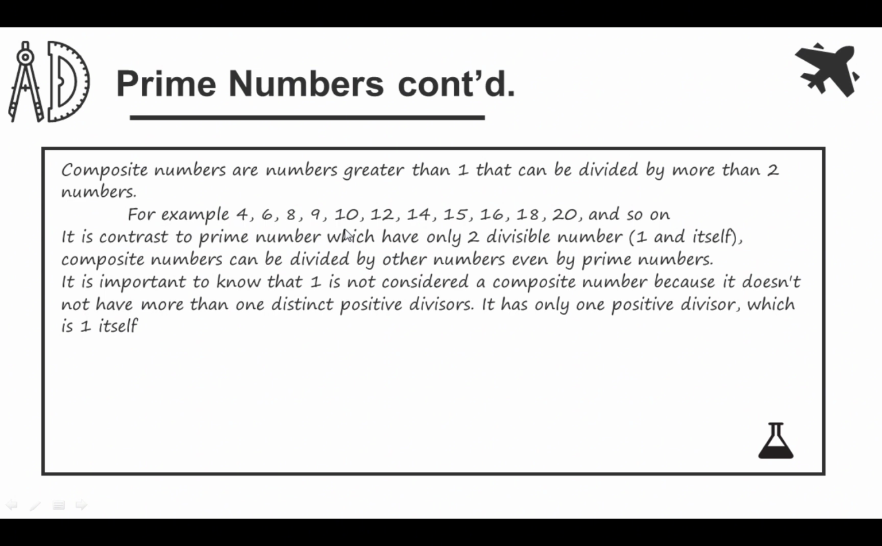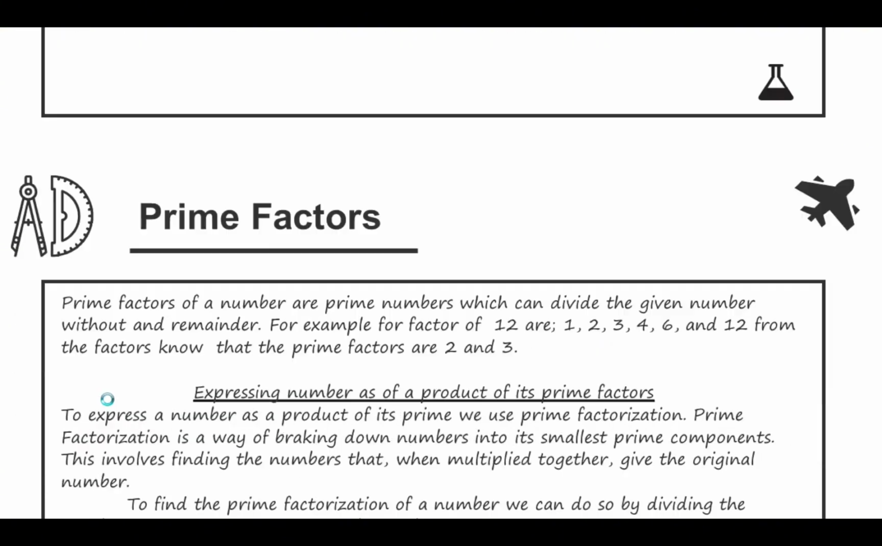Okay, from our definition again, listen, that means 1 also is not a composite number and also not a prime number. Why? Because composite numbers are numbers greater than 1 and can be divided by more than 2 numbers. It is important to know that 1 is not considered a composite number because it does not have more than 2 distinct divisors. It has only 1 positive divisor, which is 1 itself.